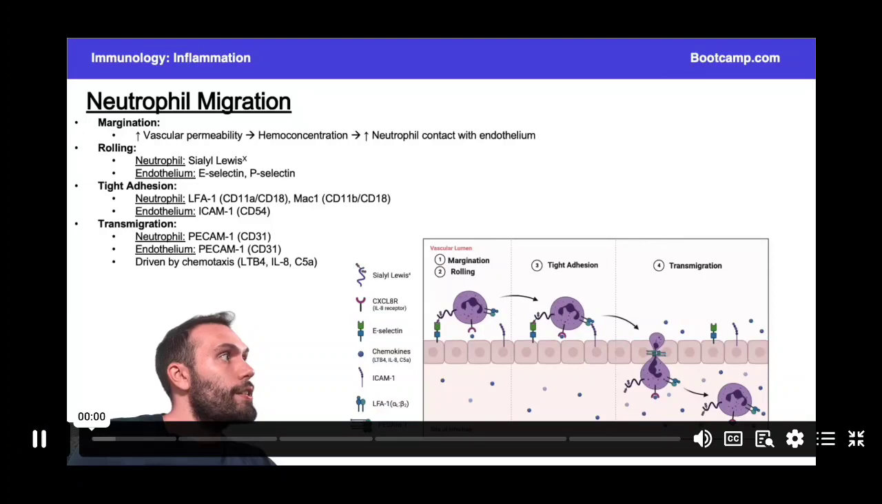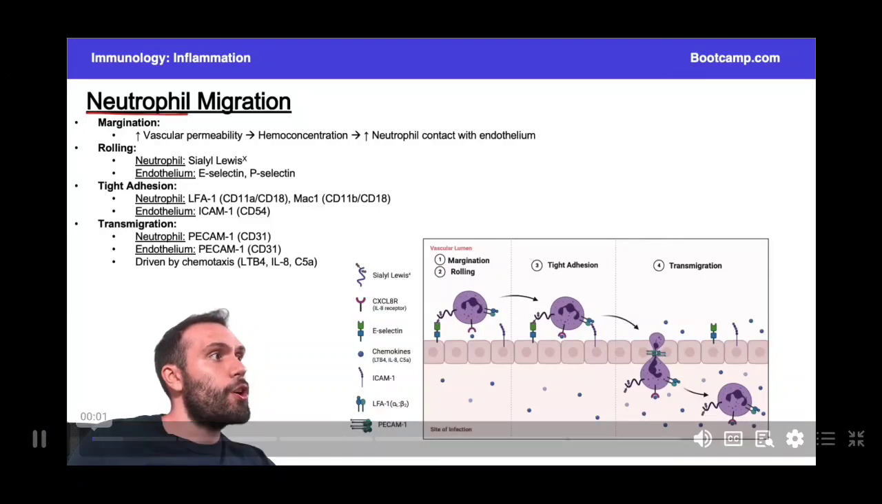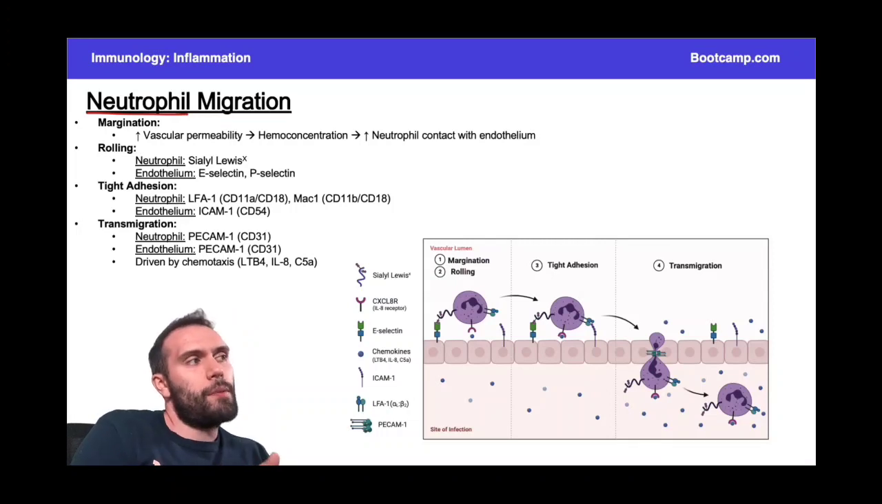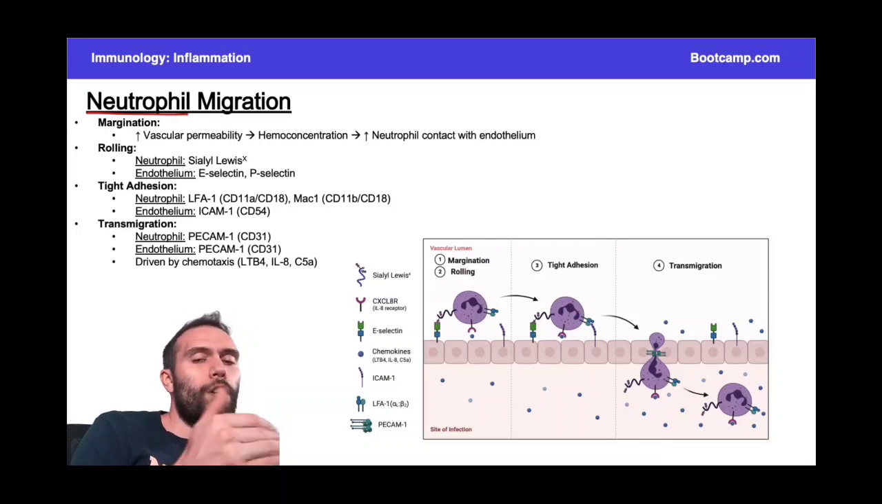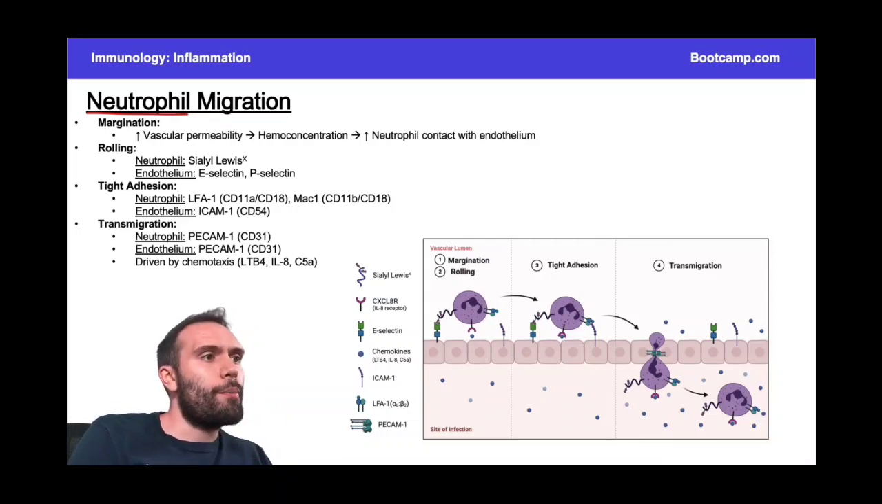Right, so we said neutrophils are the star of the show. So it's really important, even from a testing perspective, to understand what neutrophils are doing. Why are neutrophils so important? How do they get to the site of inflammation? So the first thing that you want to understand is that this is really a 4-step process.